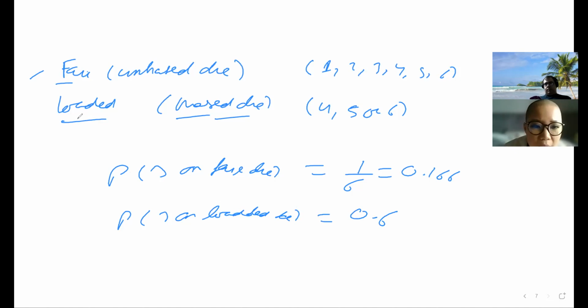Wait a minute. Okay. So go back. Why is it 0.6? Because it is a loaded die. Loaded die means you will get a biased answer. Okay. So the second line, what is that again? Probability of what? Probability of getting 3 on a fair die. What's the second one? Probability of 3 on a loaded die. Okay. Yeah.